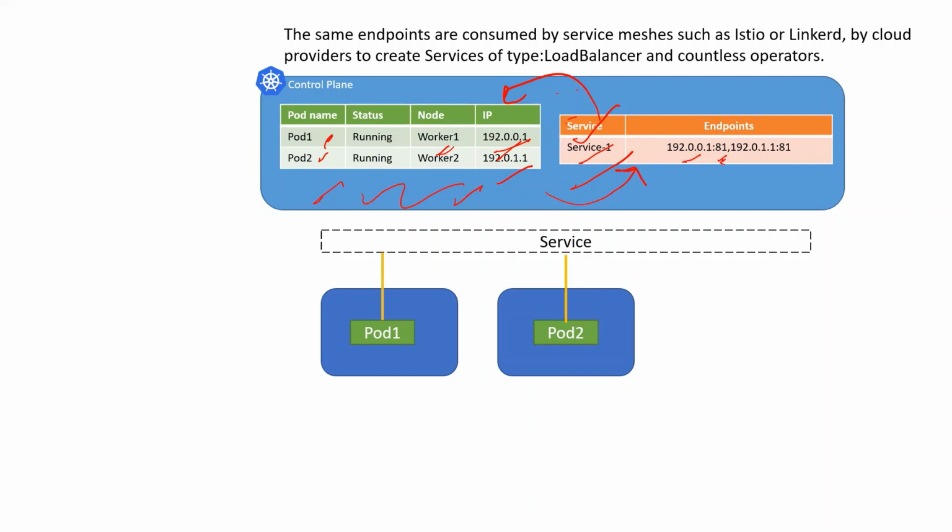Why? Because still further operations are there. So let's say, before that, let's come back to this. What happens if a new pod gets deployed? Let's say you have scaled your deployment from 2 to 3.